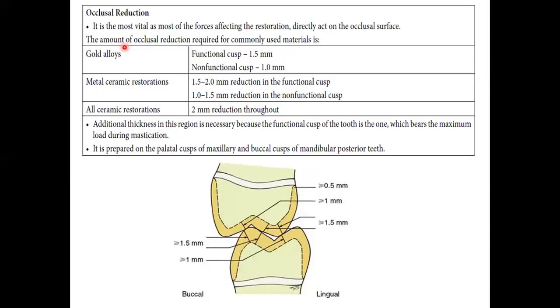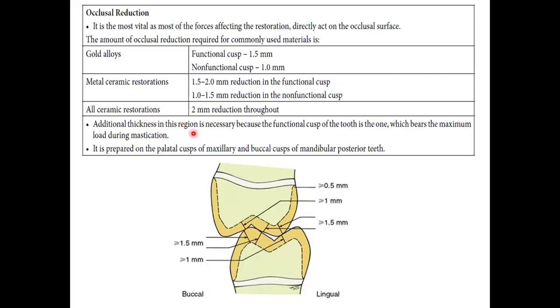When you go for gold alloys, the functional cusp preparation should be around 1.5 mm and the non-functional cusp around 1 mm. For your metal ceramic restoration, your functional cusp will go from 1.5 to 2 mm, and for your non-functional cusp and axial regions, the preparation will be around 1 to 1.5 mm reduction. For your all ceramic, you can blindly say 2 mm overall preparation is required. Okay.